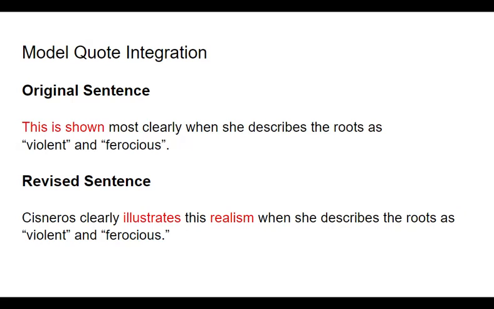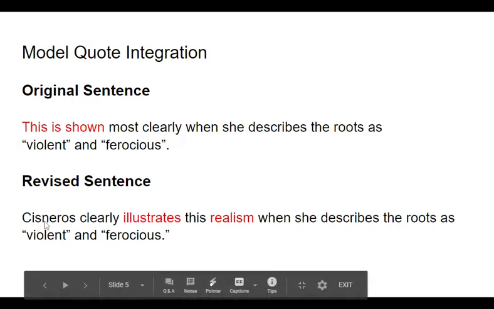You don't have to use an entire sentence, people. You can choose, if you want to, singular words or phrases from the sentence. You don't have to use the entire complete sentence. But notice we still have a problem with "shown" here. "Cisneros clearly illustrates this realism."